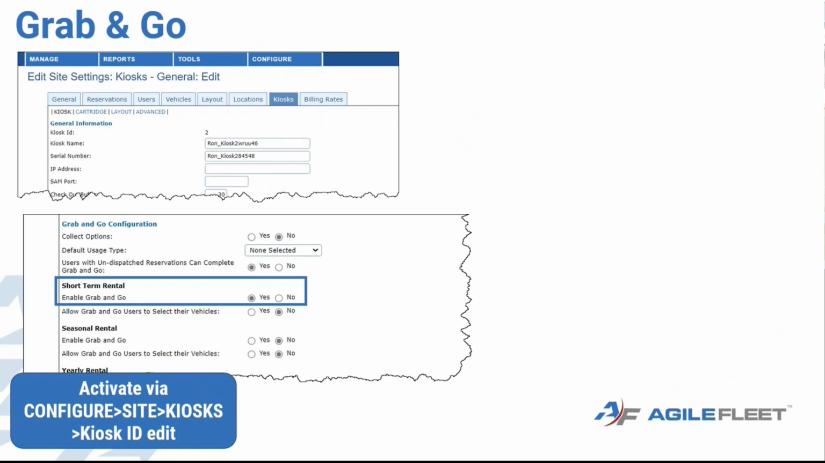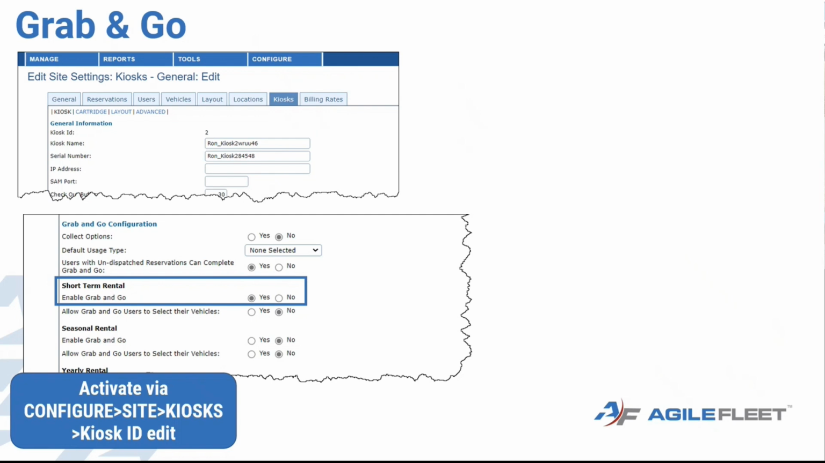As it appears here, you'll see that the ability to enable grab and go is drilled down to the usage type. So you may have daily short-term rentals and you want people to be able to make those reservations on the go, but you may also have a seasonal rental, and those vehicles are intended to only be used from 1 month to 6 months. And with those, you can choose not to include them as grab and go, as is illustrated here within the kiosk's edit.